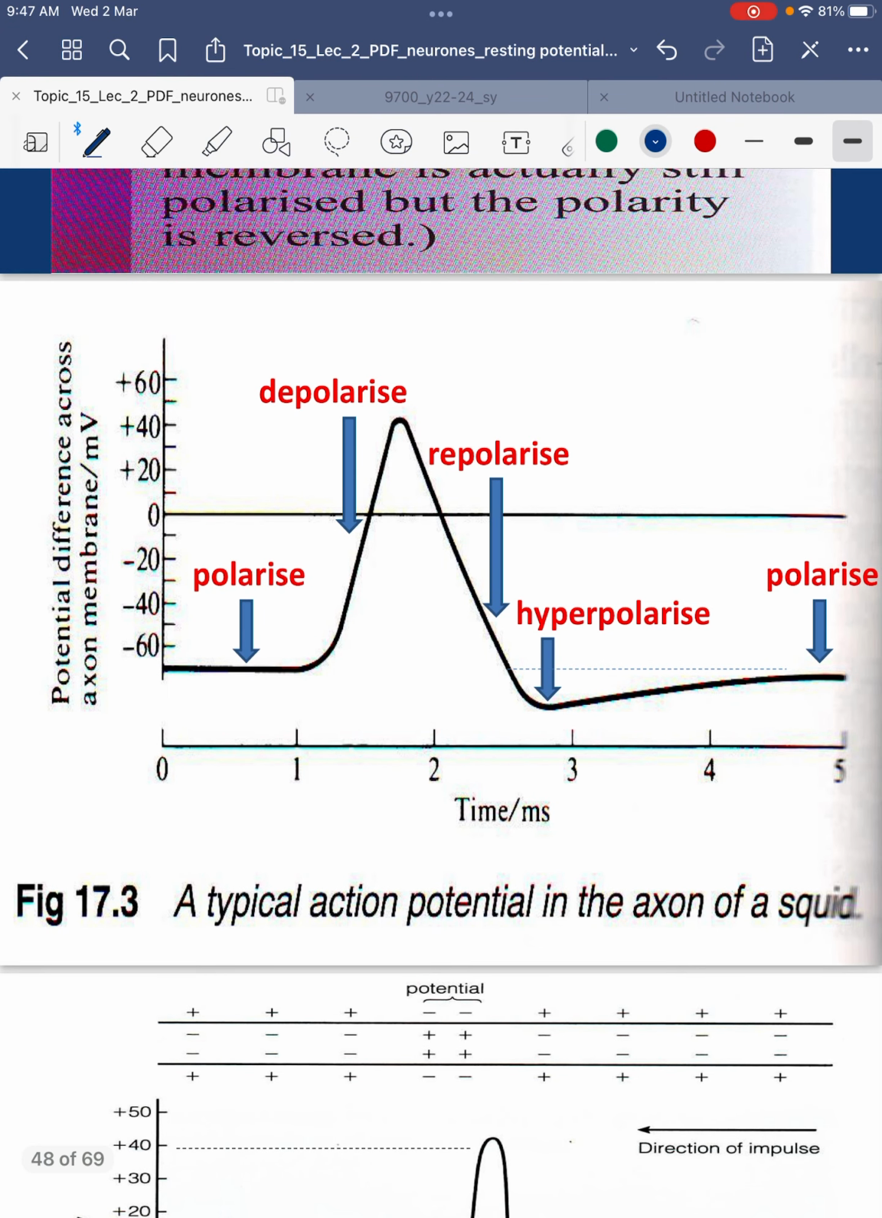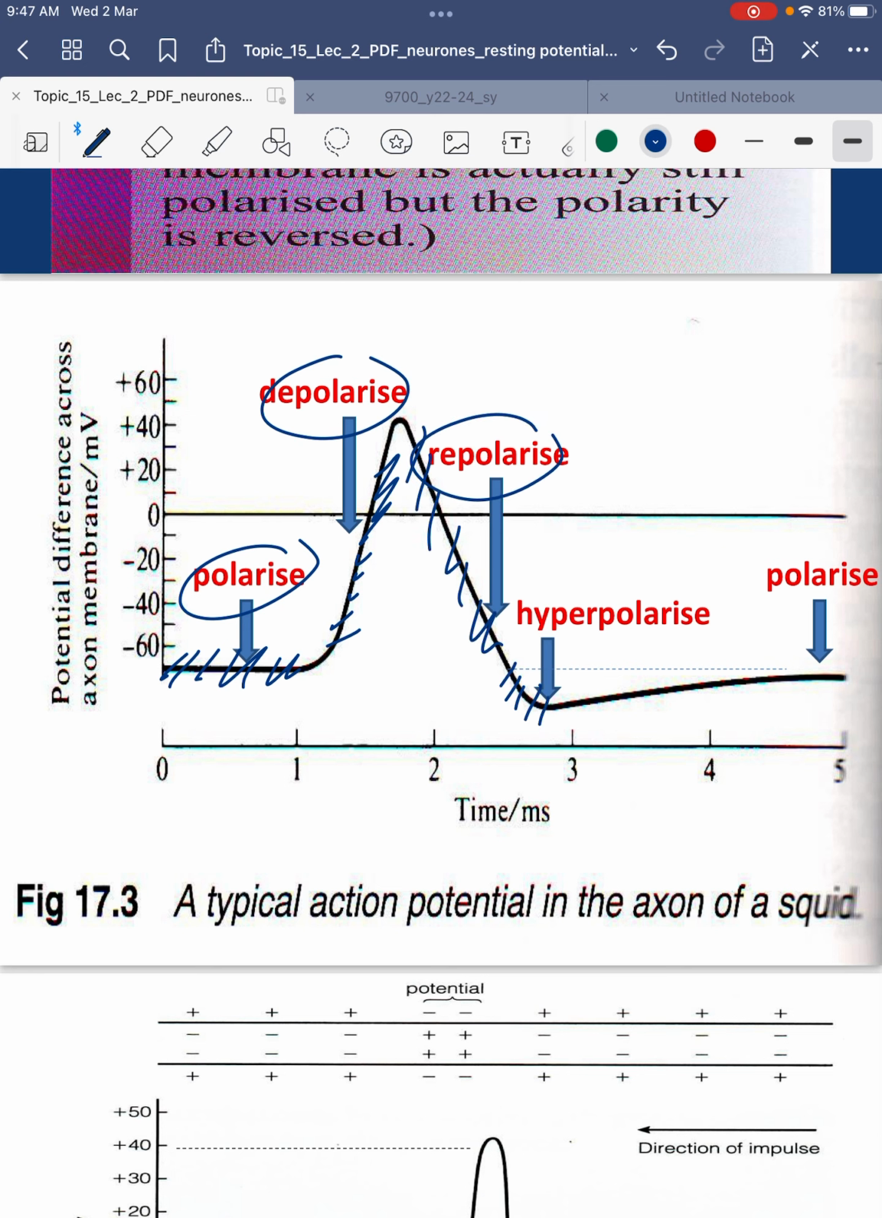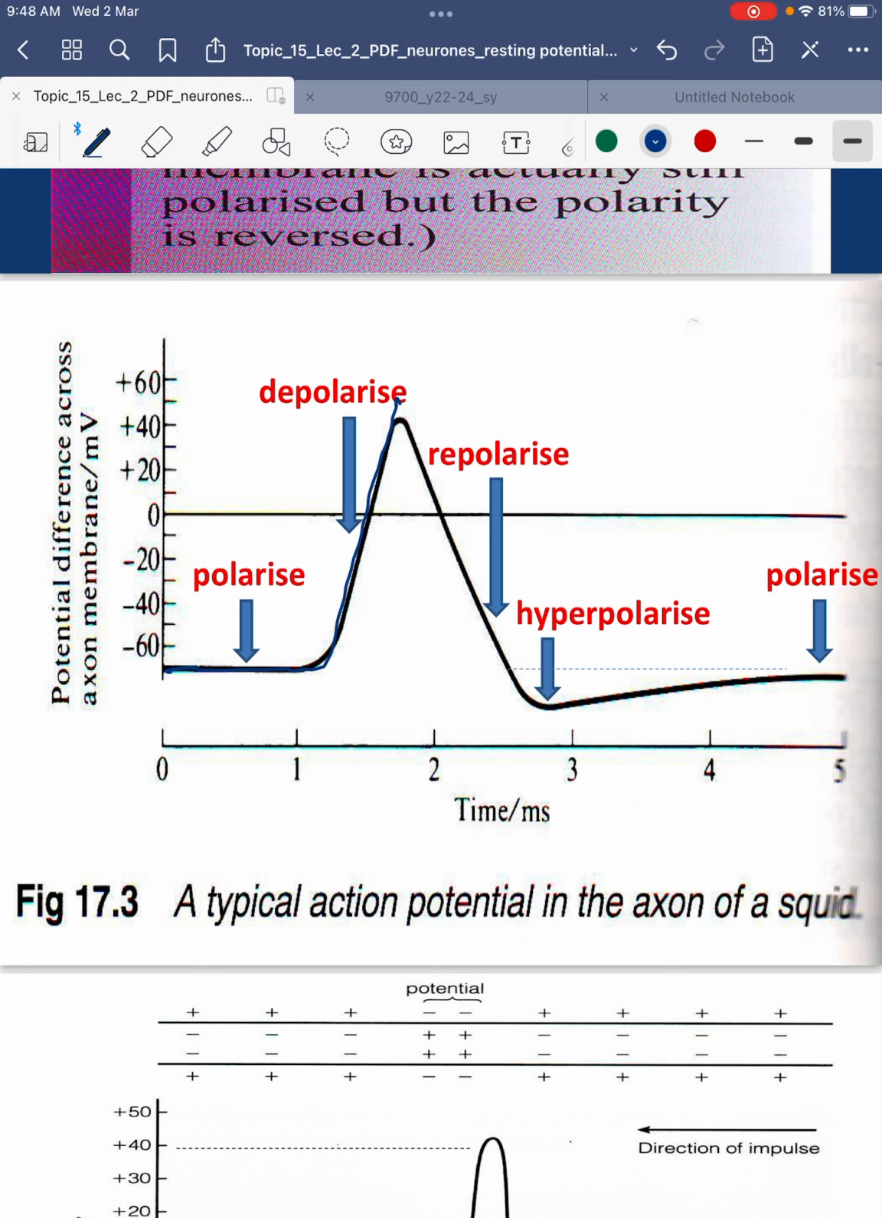Now this is the graph of an action potential. In the exam, this can come out, and they will ask you what's the state of the membrane. So this part here is polarized, this part here is depolarized, and then repolarized, and then this part here is hyperpolarized, and then this part here is going back to polarized. So you have to know the reasons behind this minus 70, and then plus 40, and then going down, and then hyper, and then going back again to minus 70.